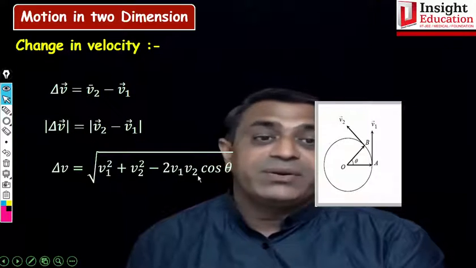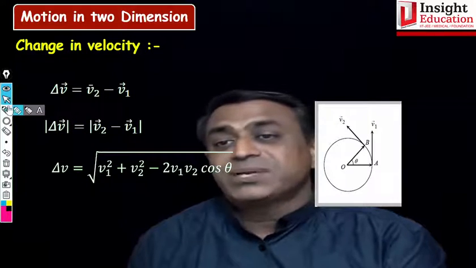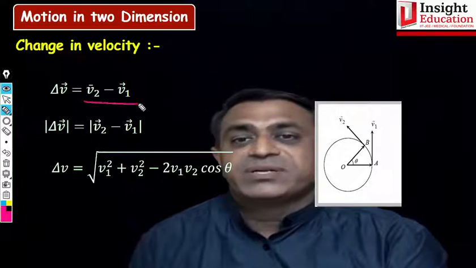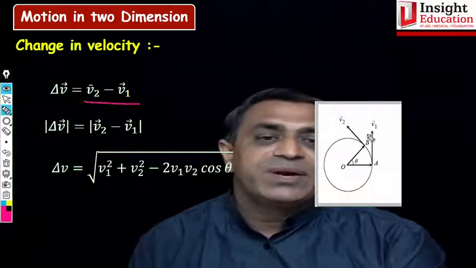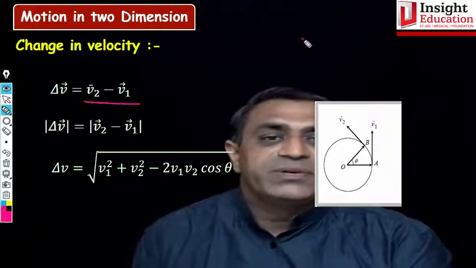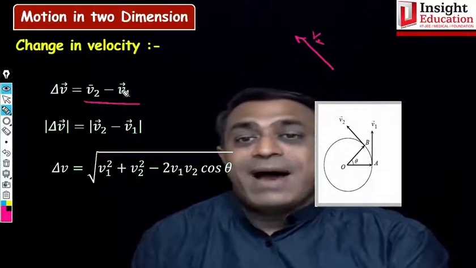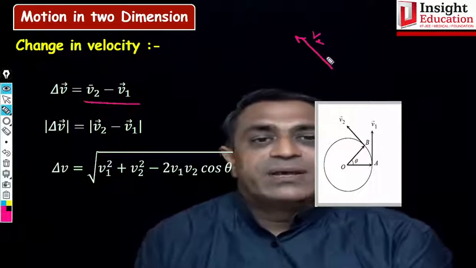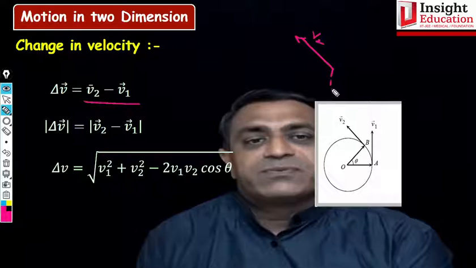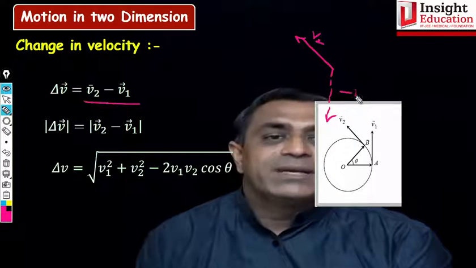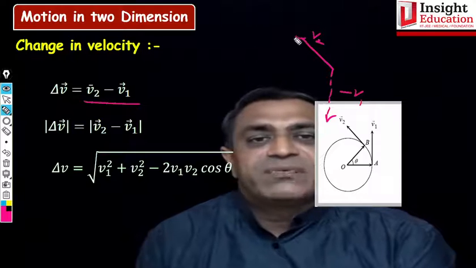So now you know the magnitude. Now what should be the direction? For the direction, follow vector notation. So V2 minus V1. So you can see vector V2, and consider minus V1. So V2 minus V1: shift this vector.